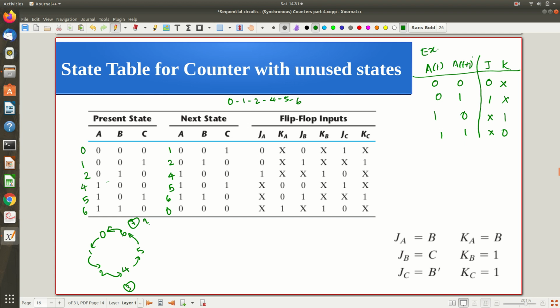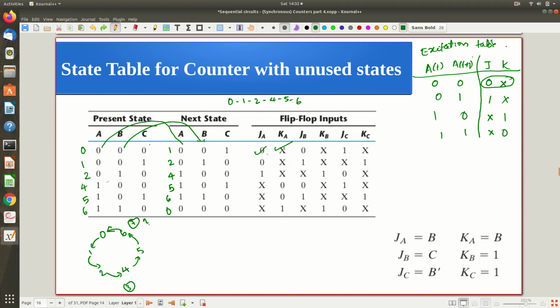With the help of the excitation table we filled this in, so it is very important. If you look at this A transition, A is changing from 0 to 0. For a 0 to 0 change, J and K should be 0x. That is what is written. Similarly, B is changing from 0 to 0, so again it will be 0x.